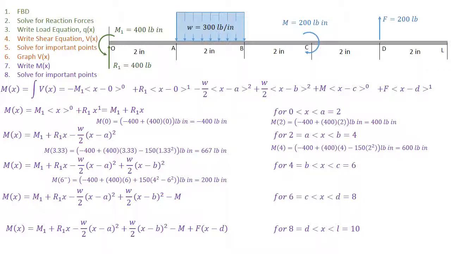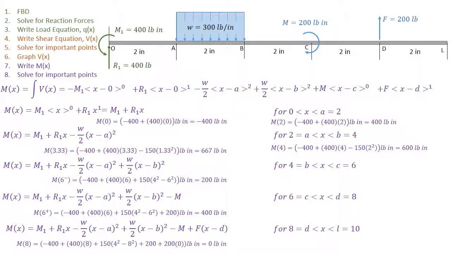Now I'm back in the linear section. I'll solve for 200 pounds at 6 from the minus side, but from the positive side, I'll see that it's equal to 400. And finally, at 8 inches, I'll solve for the reaction forces, and I'll see that the moment there is equal to 0, and that'll continue on to the end of the beam.